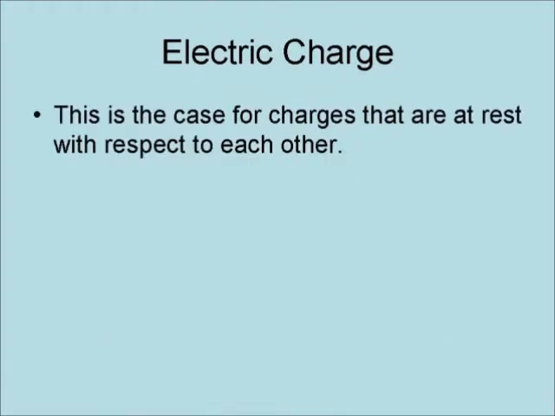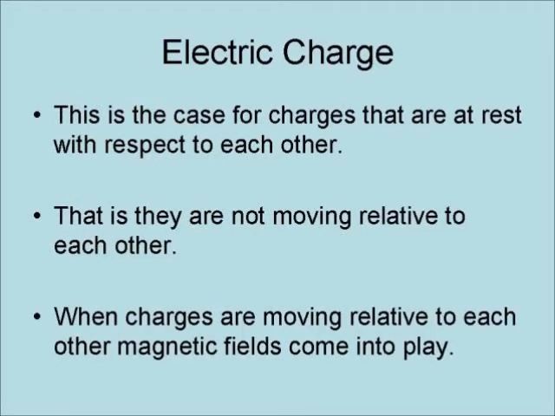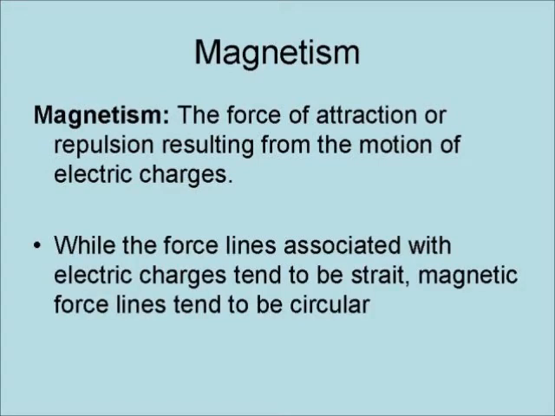This is the case for charges that are at rest with respect to each other. That is, they are not moving relative to each other. When charges are moving relative to each other, magnetic fields come into play. Magnetism is the force of attraction or repulsion resulting from the motion of electric charges. While the force lines associated with electric charges tend to be straight, magnetic force lines tend to be circular.